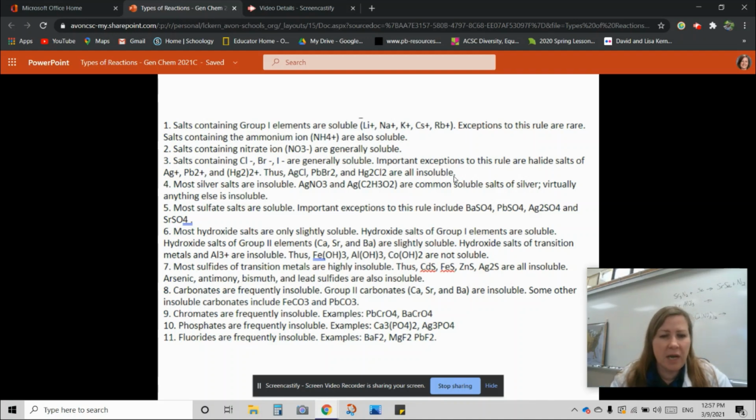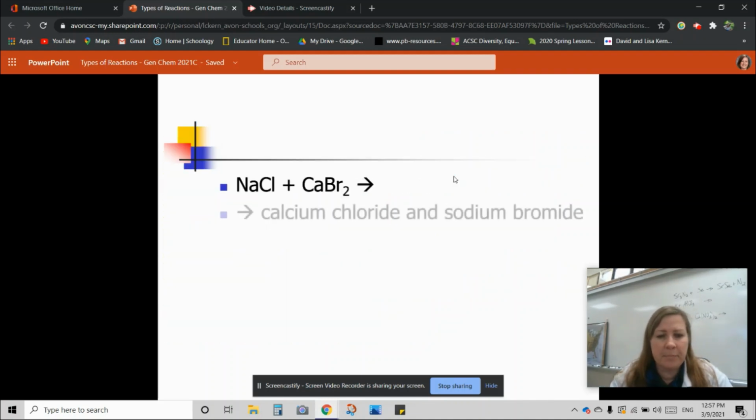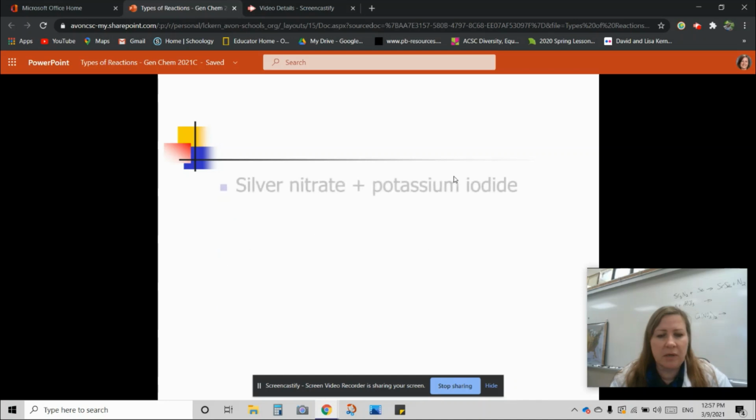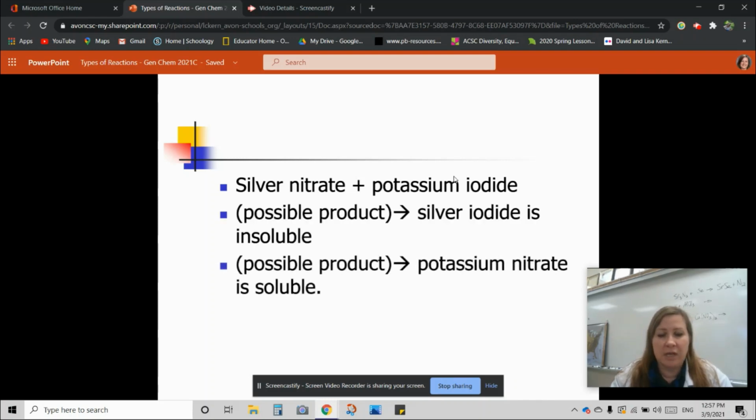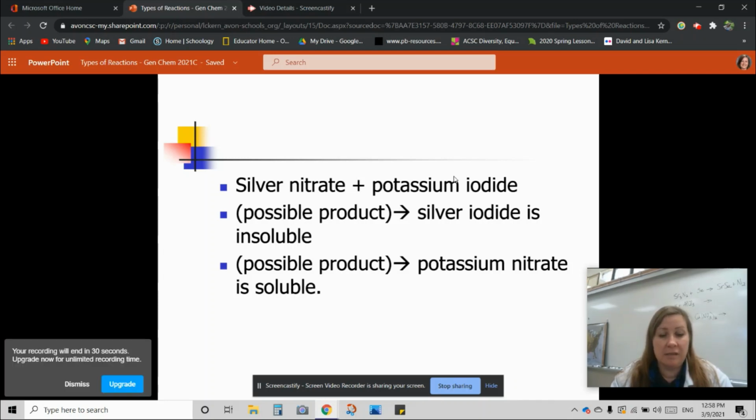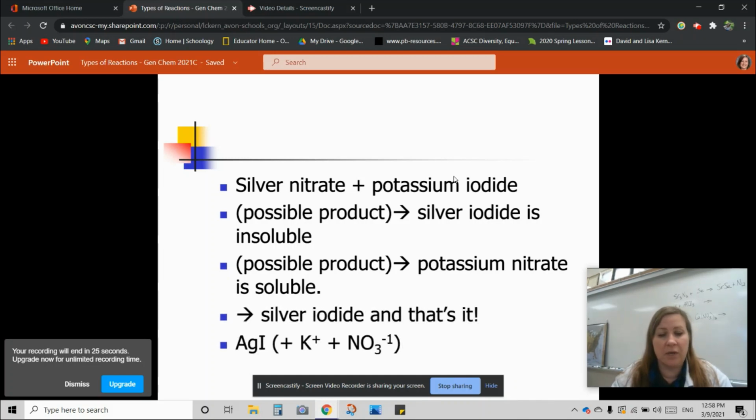And the other product we had was potassium nitrate. And if you recall, the list said that potassium, being a group 1 element, almost everything is soluble, and also nitrate compounds are almost always soluble too. So that's going to be soluble. So we say the possible products are silver iodide, that's insoluble, and potassium nitrate, that is soluble. And so silver iodide, that's our only product. And then we could write the separate ions that would be left in solution.